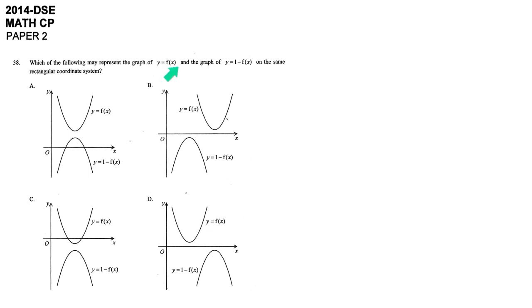About graph transformation, they give you the original function and then they say that there's some transformation. You need to know how to interpret these changes, and then we have to find out what is the approximate shape of the new image. So this is our target, y equals 1 minus f(x), and it's not easy for us to analyze, so we try to tidy up.